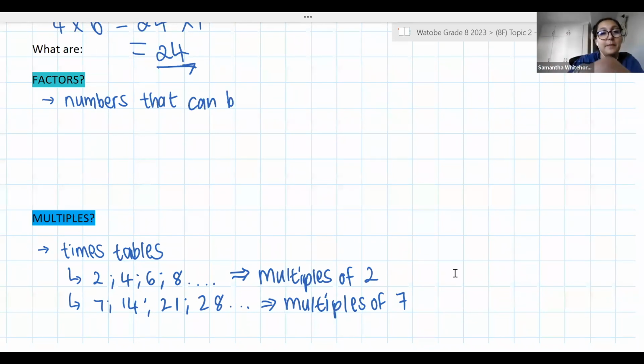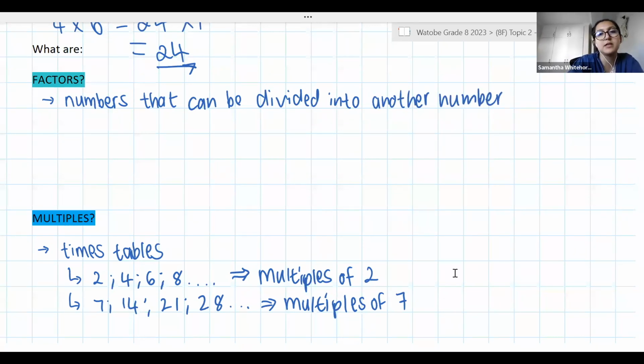That can be divided into another number without a remainder. And that "without a remainder" part is quite important. So I'll give you an example of what factors are now.